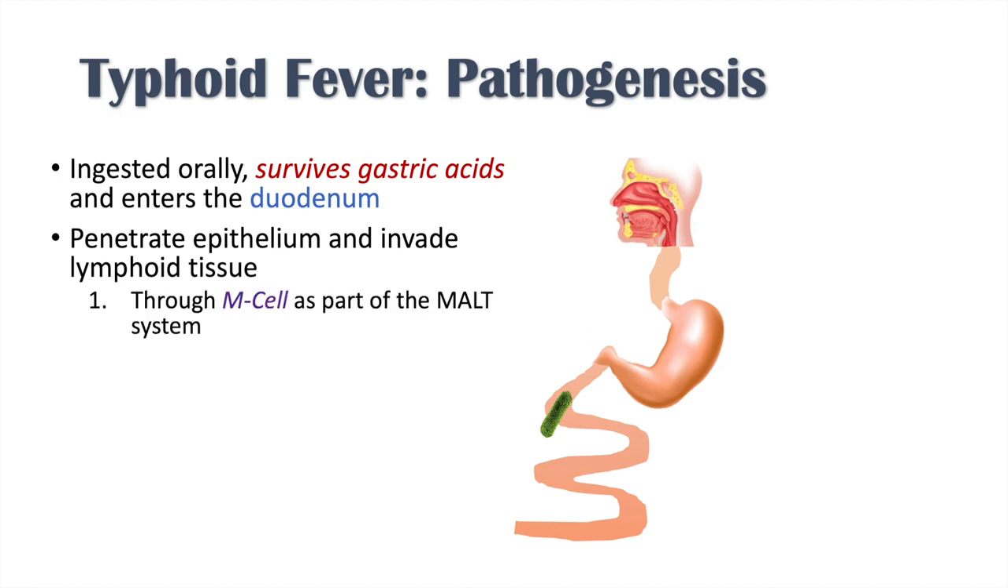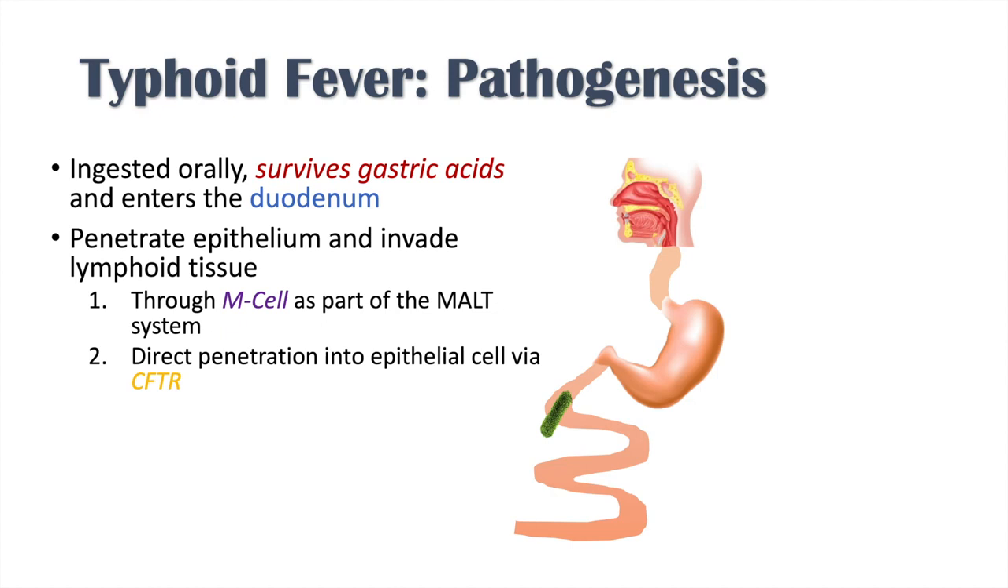And they do so by a couple of different mechanisms. One is through an M cell, which is part of the mucosal-associated lymphoid tissue system, or MALT system. And the second way that this bacteria can penetrate into the epithelium is through direct penetration into an epithelial cell via CFTR, or cystic fibrosis transmembrane conductance regulator, which is a chloride ion channel.